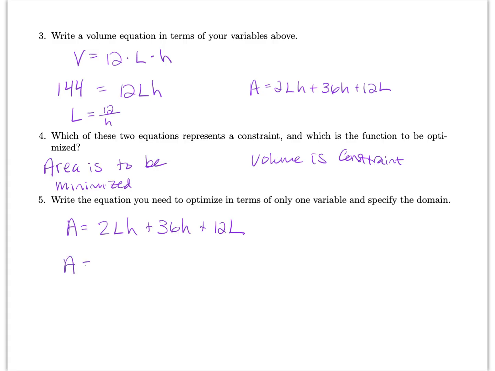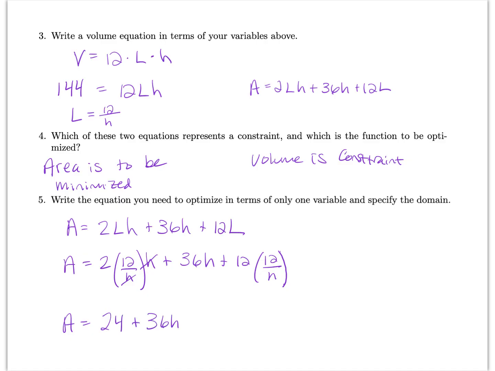So I have area equals 2 times 12 over H times H plus 36H plus 12 times 12 over H. And then I can just simplify a little bit, and I get area is, those H's cancel, and so I have 24 plus 36H plus 144H to the negative 1.